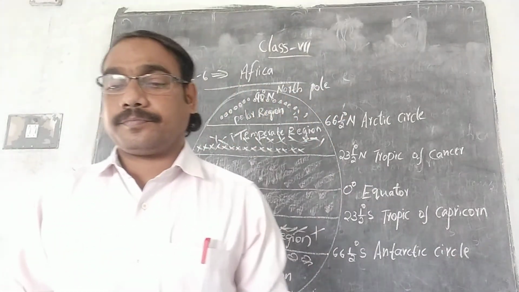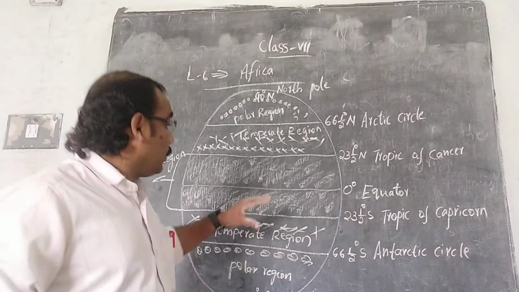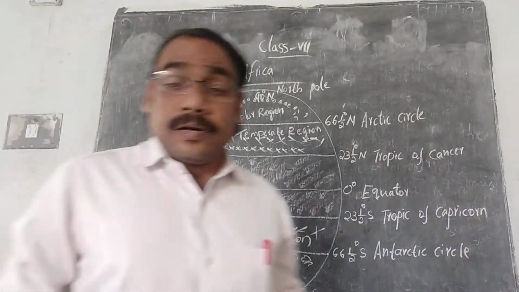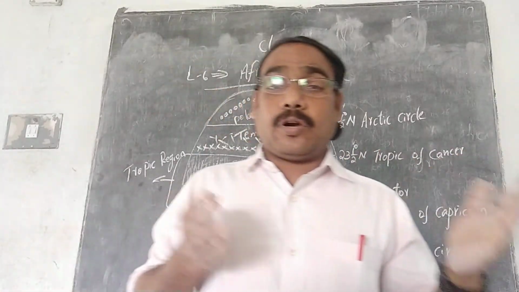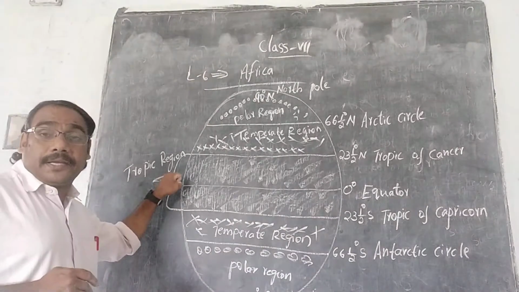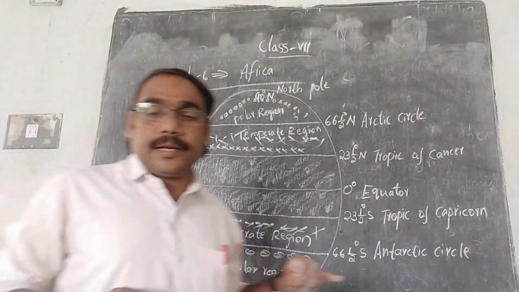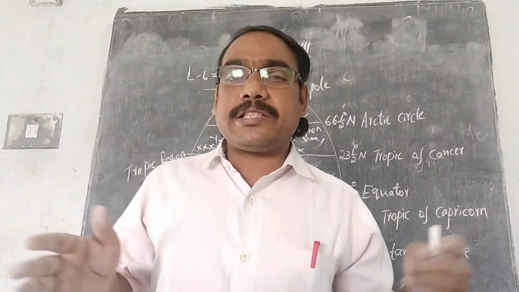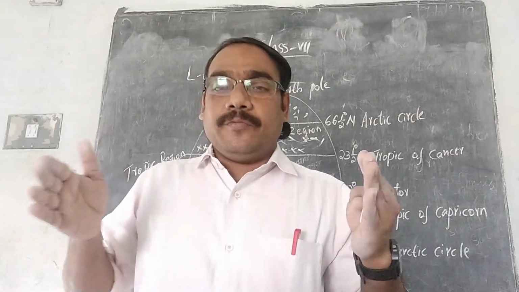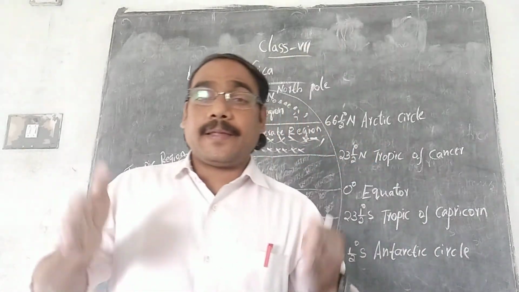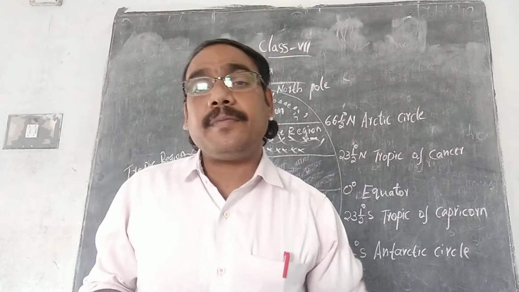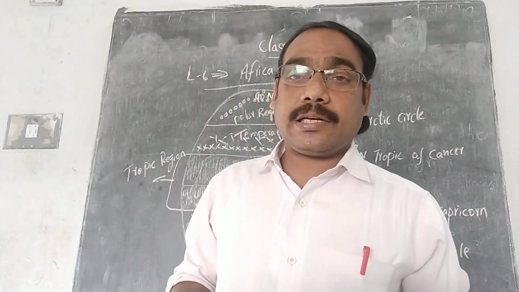Now, I told you the climate. The zone between the Tropic of Cancer and the Tropic of Capricorn, that means the Tropic region, has a very hot climate. So the places near the equator are hotter than the places as we move away from the equator. Is it clear?